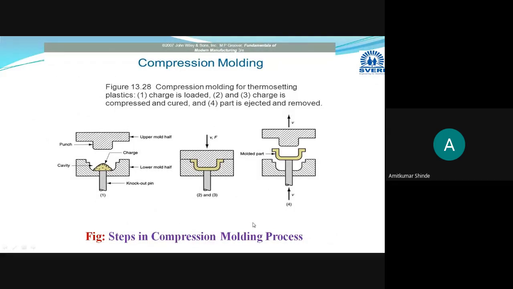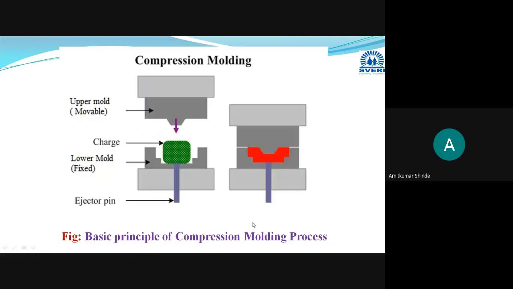Before studying these steps, we will study the basic components required for conduction of this compression molding process. Through this diagram you can clearly understand the basic components. Here we are going to use a mold. This is your mold, and that mold is divided in two parts, or separated in two halves.